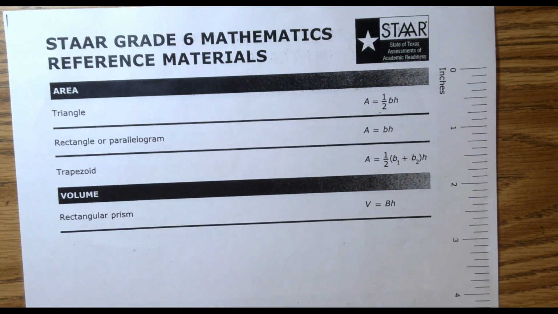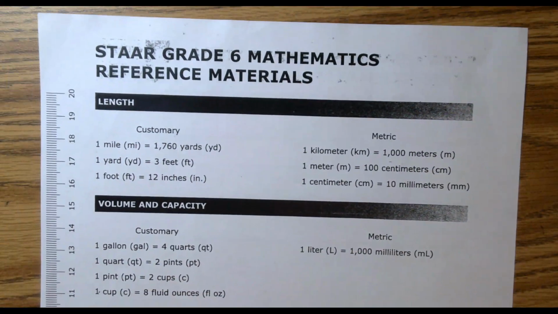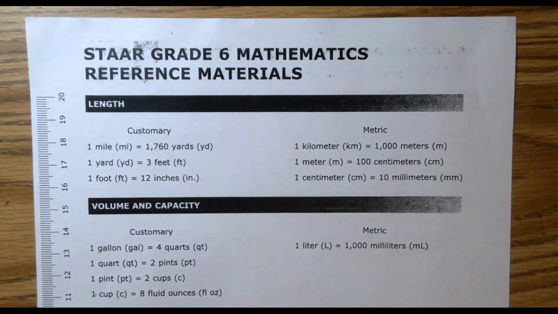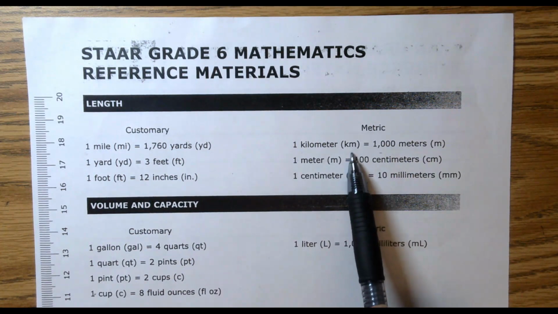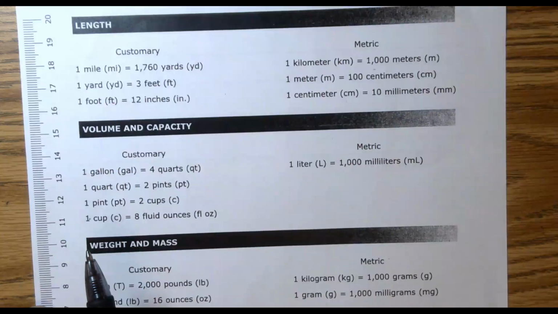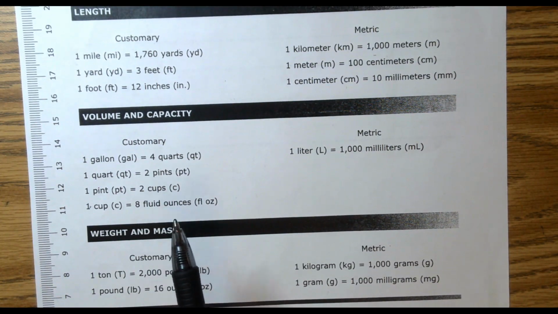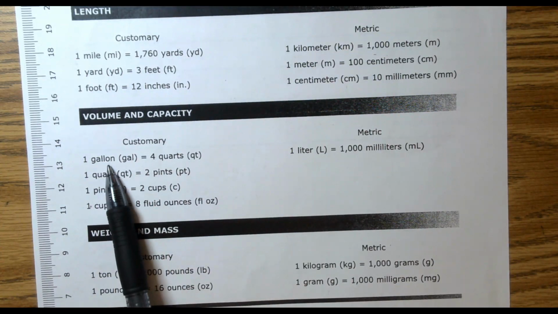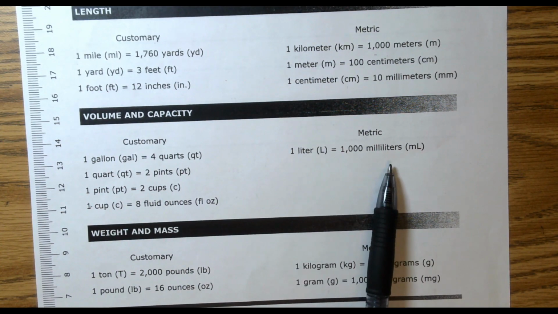Now if we turn the paper over, you actually have your conversions, right? So this is all the conversions for length. So you have mile, yard, foot. You have kilometer, meter, centimeter. Now you have volume and capacity. So this is the customary units, or units used in the United States. So gallon, quart, pint, cup. And then you have the metric unit.